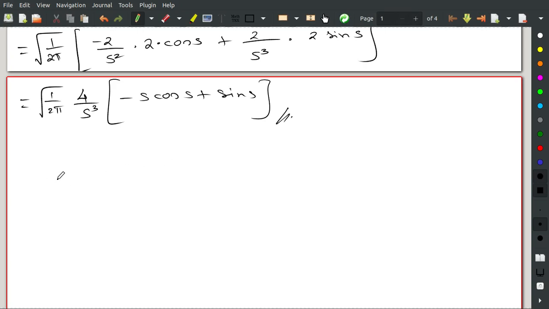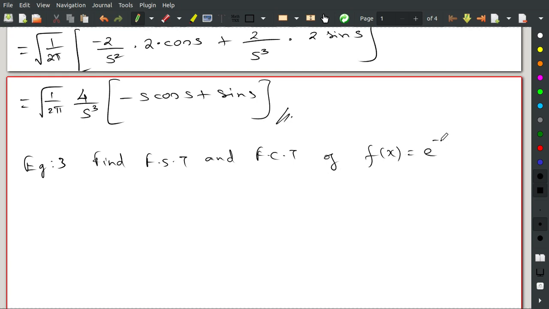Let me work out another example, and it's example 3 in the book. It states: find the Fourier sine and Fourier cosine transform of f of x equal to e power minus ax. Okay, so this is our f of x.